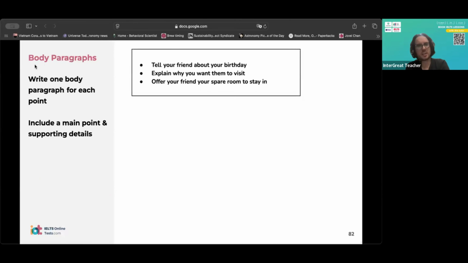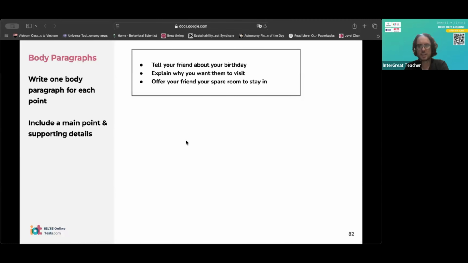Okay, and the next point that we want to get through is the body paragraphs. And recall that we said we'll need to address all three of those points. And usually it is best to separate your ideas into different paragraphs. The paragraphs don't need to be too long. Two sentences would be enough. So usually you can go for two or three sentences.